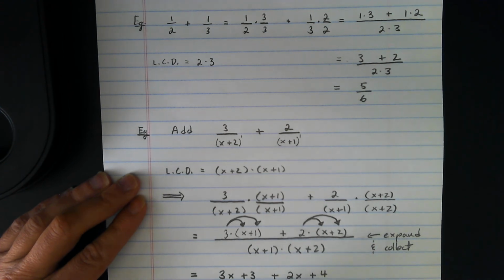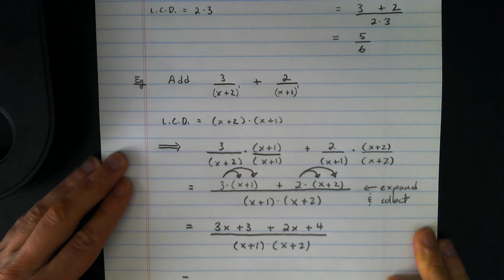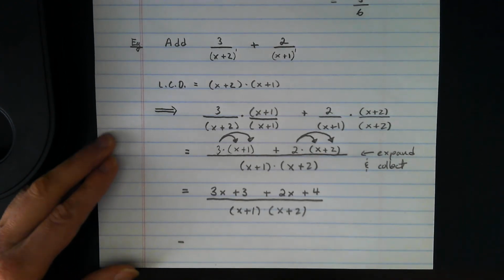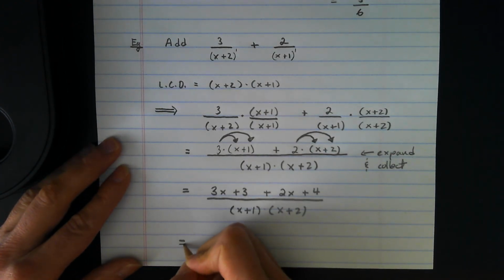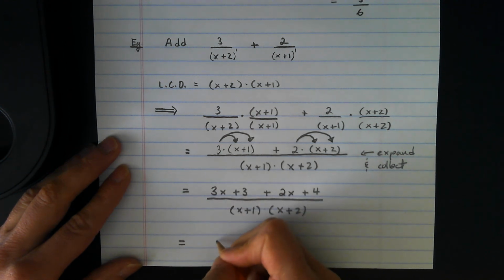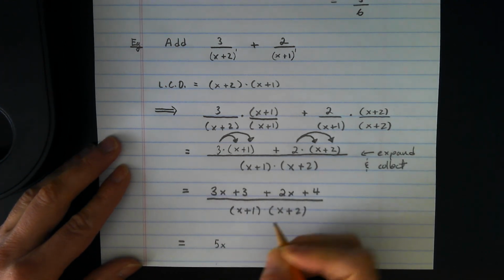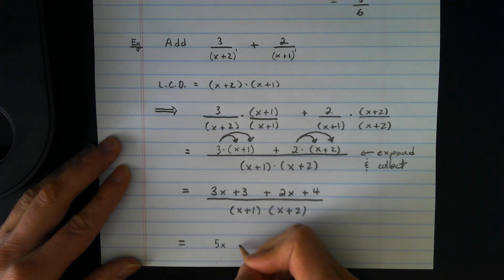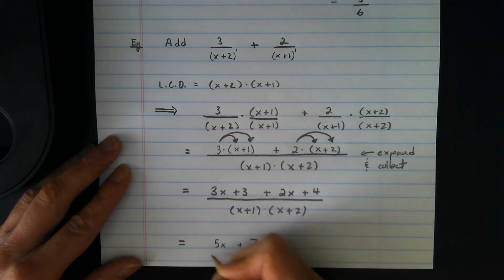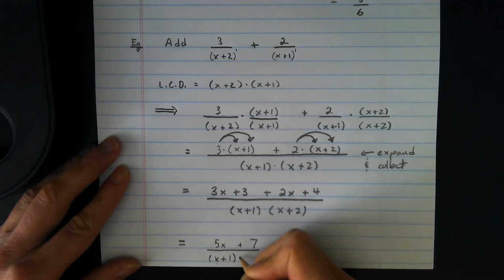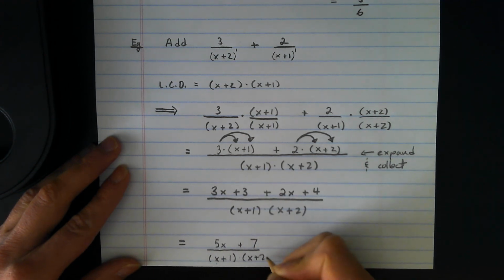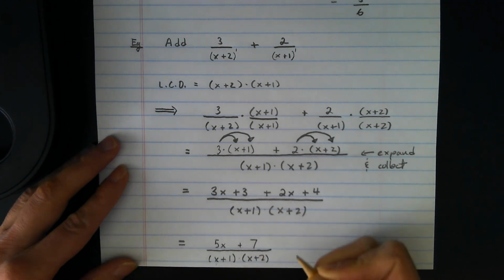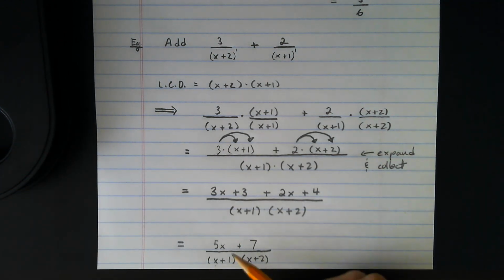And if I continue to collect here, I end up with 3x plus 2x is 5x, 3 plus 4 is 7, and this is all over x plus 1 times x plus 2. Okay, now at this point we have a rational expression. Okay, just a single fraction here.